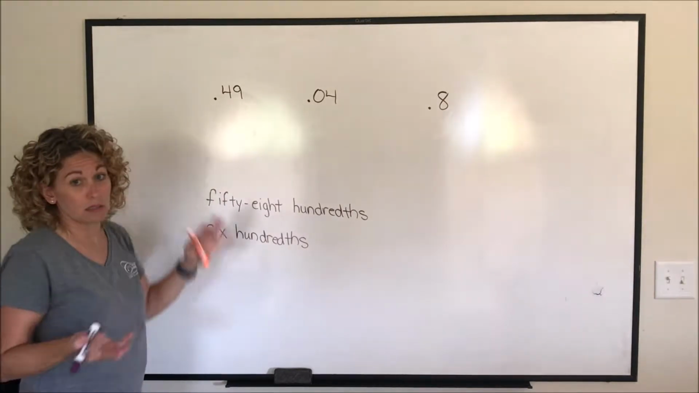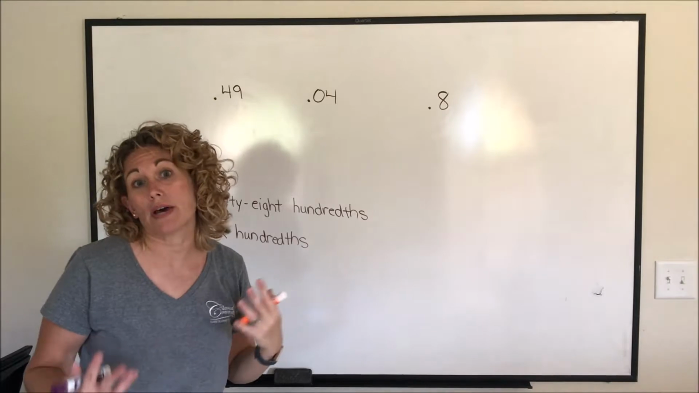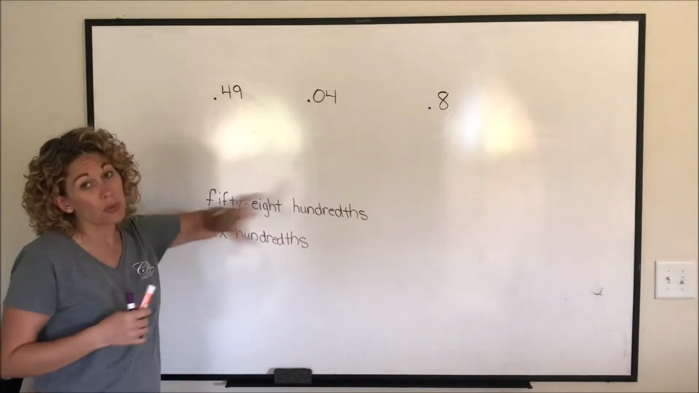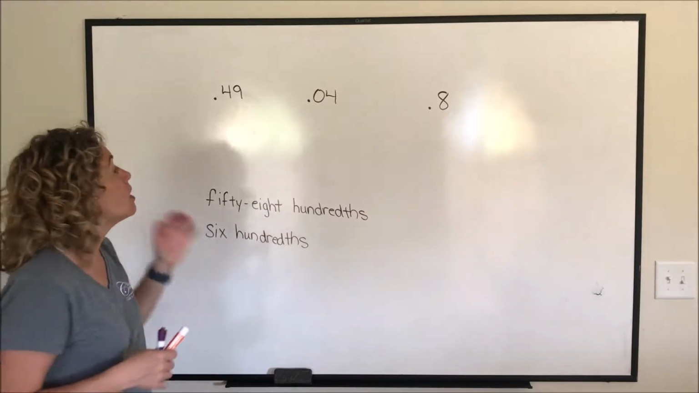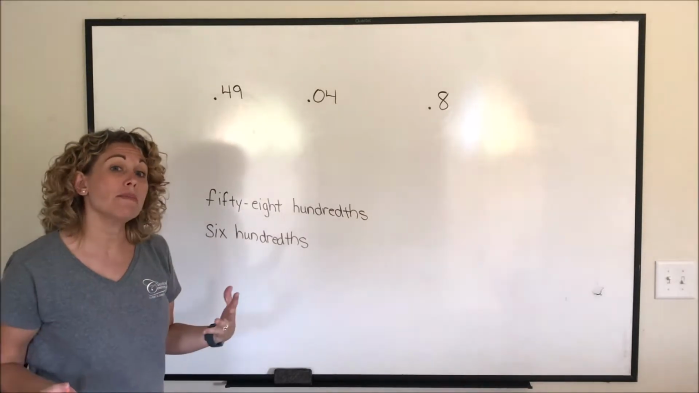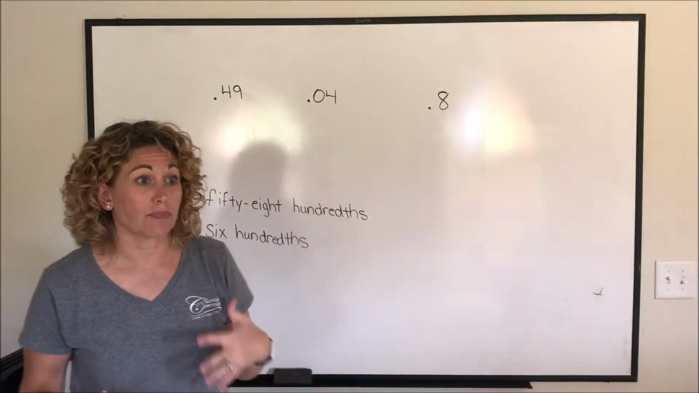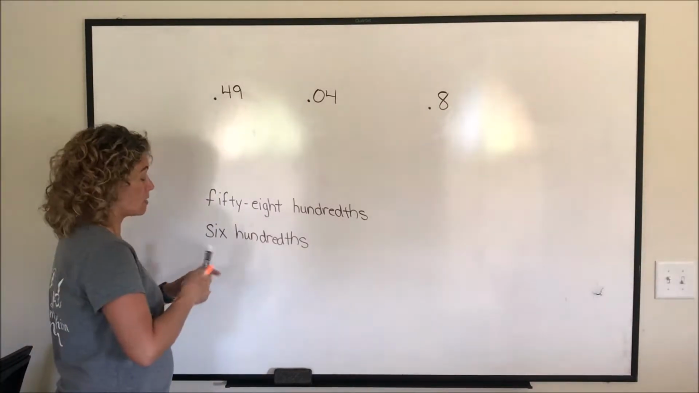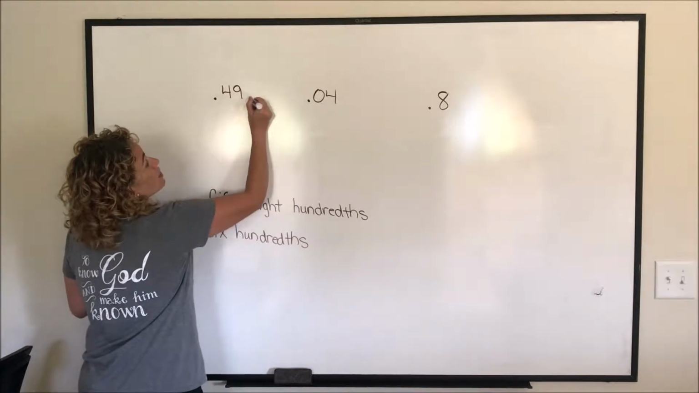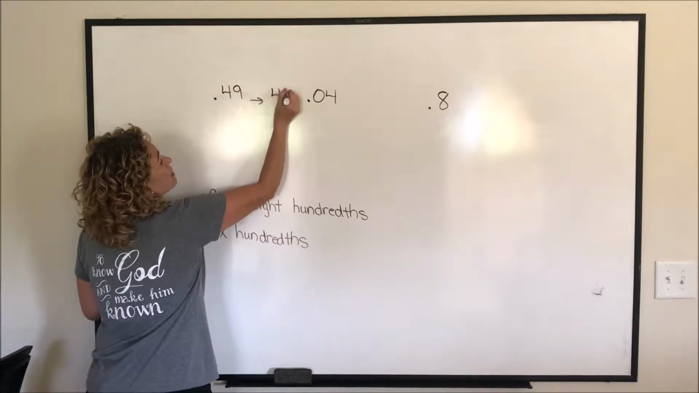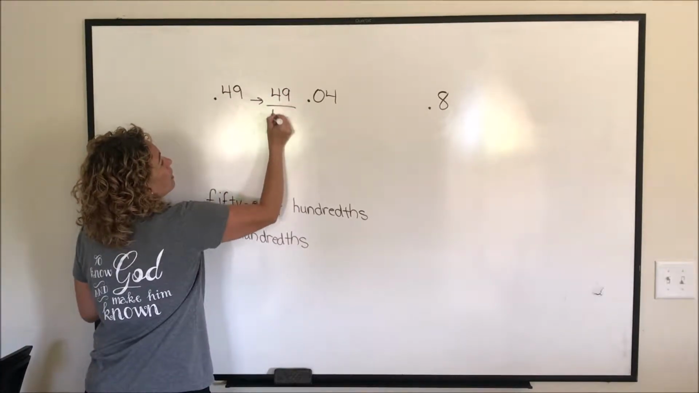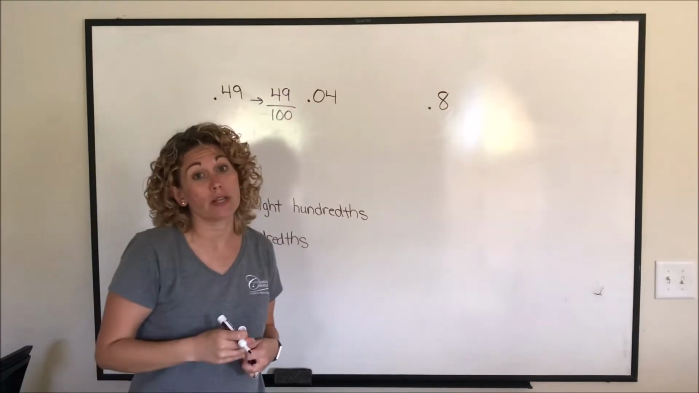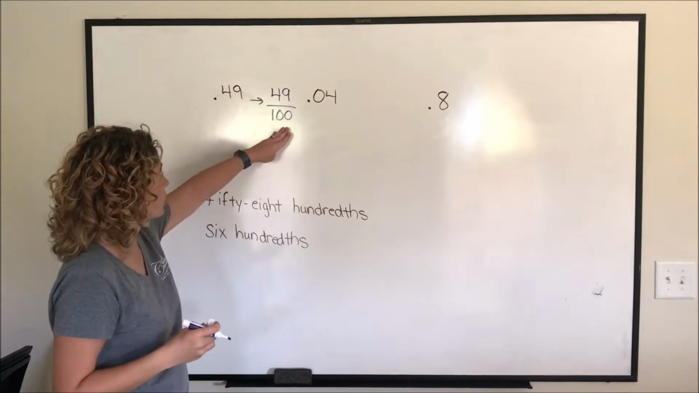If you were thinking of money, and you know that I always tell you to think about money when you're dealing with decimals and such, this is 49 cents, okay? 49 cents, well, how many cents are in a dollar? Okay, and that's 100. So what this really means is this is 49 cents out of 100. Okay, so that's your fraction that you would write if it had asked you for a fraction.